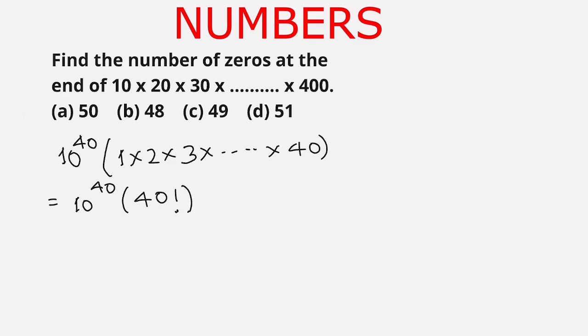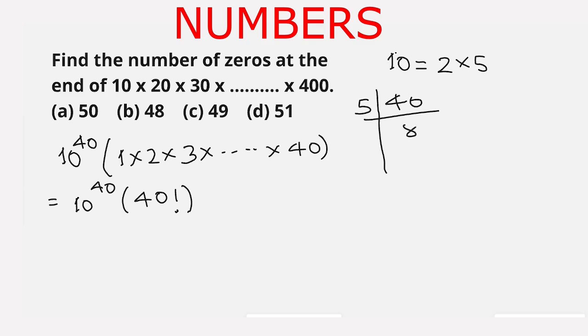Now we have to find the power of 10 in 40 factorial. As 10 is not a prime number, and the prime factors of 10 are 2 multiplied by 5. We know that the power of 2 will be more than the power of 5 in 40 factorial. So we will find the power of 5, and that will be the power of 10 in 40 factorial. So we find the power of 5 in 40 factorial. We successively divide 40 by 5. 5 times 8 is 40. We again divide 8 by 5.